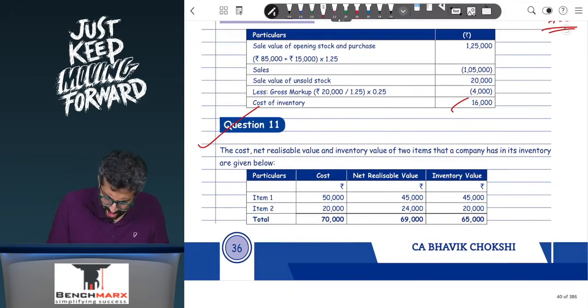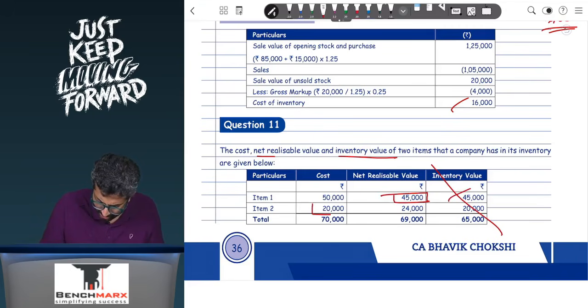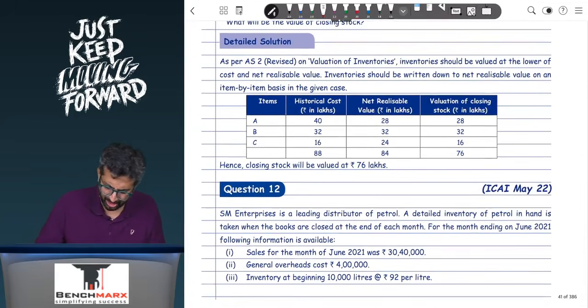Question 11. Again, it's an example. We will skip this. Inventory cost or net realizable value of these two items are as follows: 50 and 45, 20 and 24. You will select individually whichever is lower. So this is 45, 20 and 24, whichever is lower, we will select individually. This is 20. Similar examples are there even later.